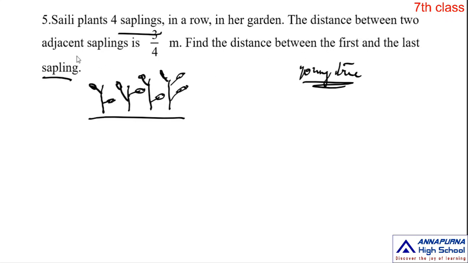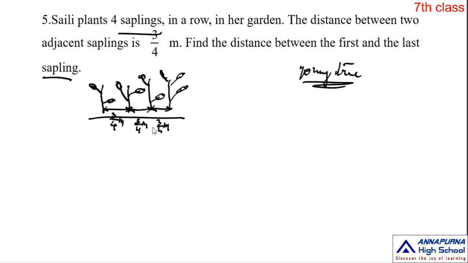The distance between 2 adjacent saplings, the distance between these 2 saplings is how much? 3 by 4 meters. What is the distance between these two? 3 by 4 meters. Here also the distance between these two, and the distance between these is 3 by 4 meters. So this is also 3 by 4.